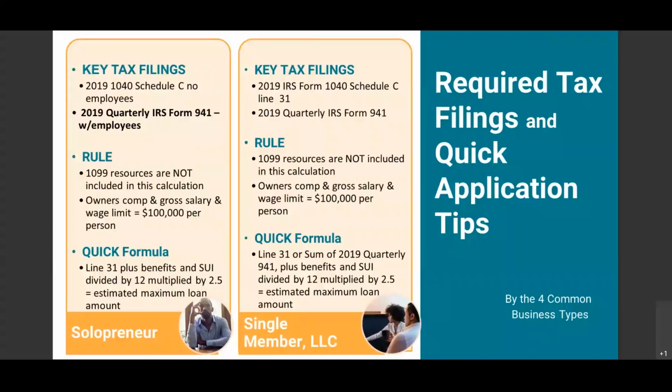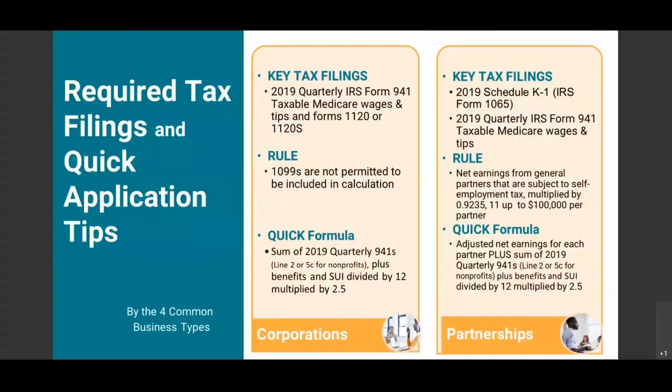So I'll just repeat, for the sole proprietorship or solopreneur, it's your 1040 Schedule C if you have no employees. If you have employees, it's your IRS 941. And the same would apply for a single member LLC: your 2019 Form 1040 Schedule C, if it's just a single member LLC. But if it's an LLC with multiple employees, then you would need your quarterly IRS Form 941s. Let's move to the next slides for the two other business types.